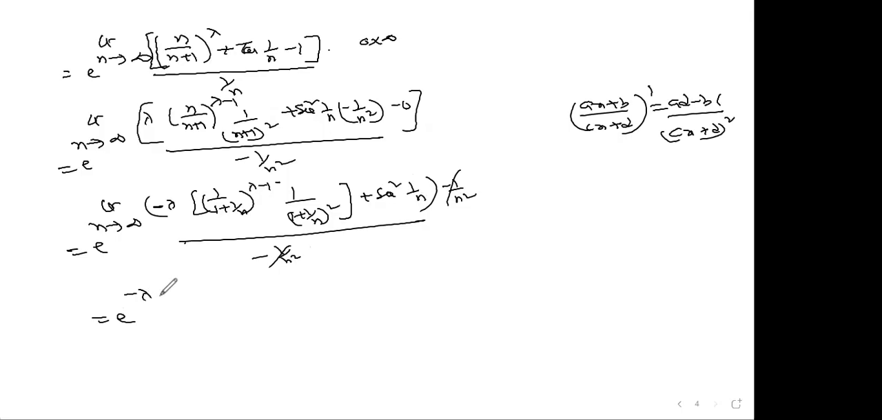E to the power of minus lambda you will get. And this, of course, is 1 that you are getting. And this is also 1. So the answer is e to the power of minus lambda plus 1. You got it. Okay, shall we move on to the next question?